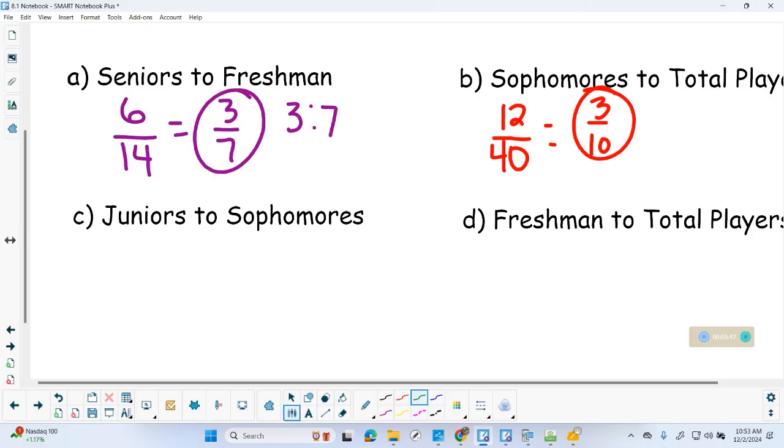Okay, juniors to sophomores. How many juniors? 8. How many sophomores? 12. Let's reduce.